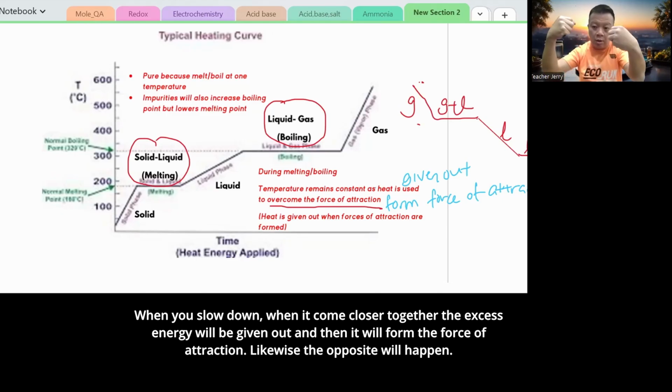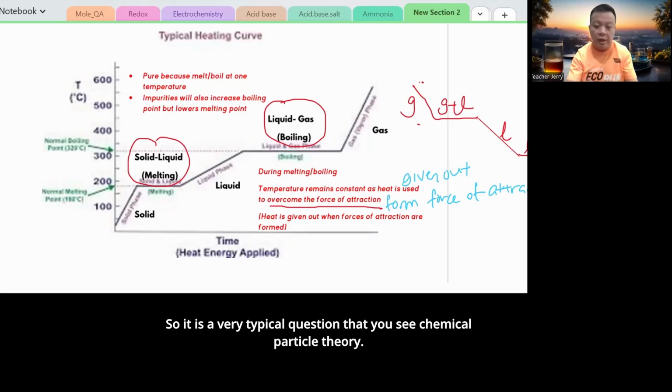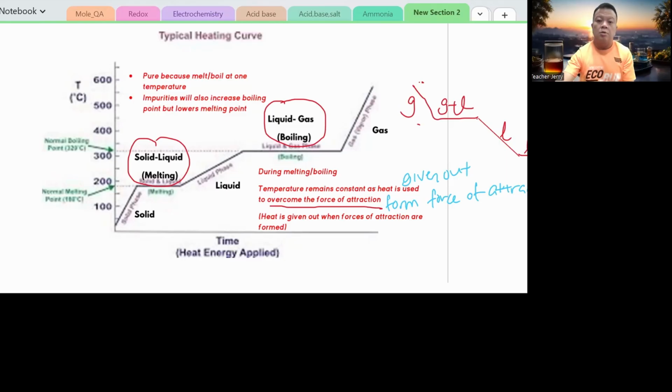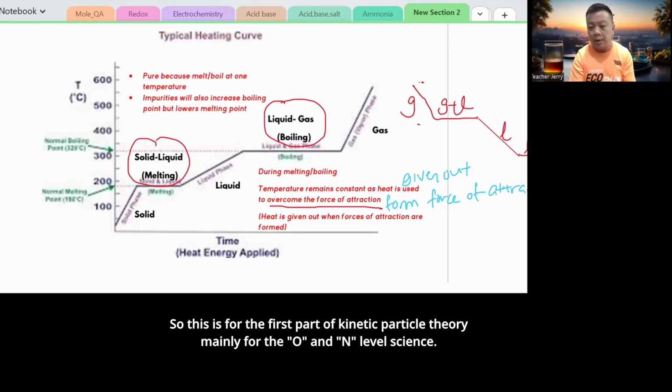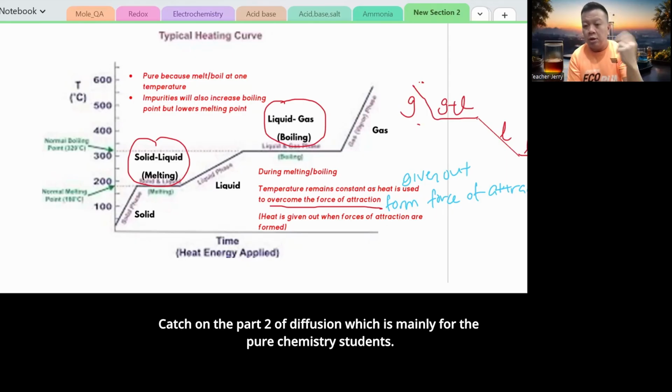So when they slow down and come closer together, the excess energy will be given out, and then you form the force of attraction. And likewise, the opposite will happen. So this is a very typical question that we see in kinetic particle theory. All right. So this is the first part of kinetic particle theory, mainly for the O and N level science. Catch part two on diffusion, which is mainly for pure chemistry.